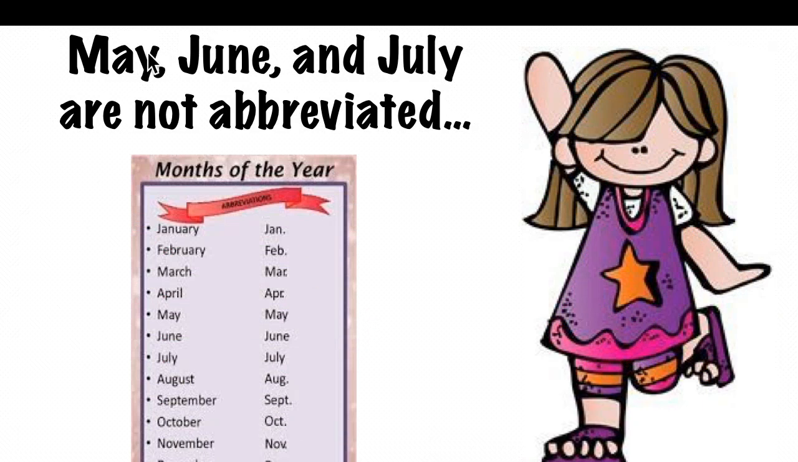Okay, please do not forget that May, June, and July are not abbreviated. Only January, February, March, and then we have April, August, September, October, November, December. Most of them have 3 letters only, except for September. September has 4 letters, and then it's abbreviated with a period. May, June, and July are not abbreviated, okay?